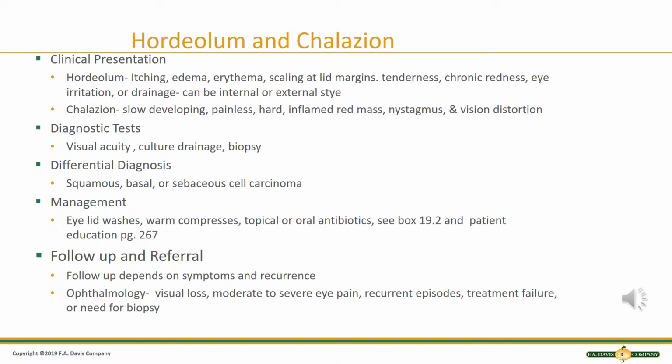A differential diagnosis is obviously determining between the two, but then you have to think about squamous, basal, or sebaceous cell carcinoma. To manage it, it's going to be very similar to your blepharitis. You're going to do eyelid washes, your warm compresses, and then your topical or oral antibiotics. And please see box 19.2 in your book, and then patient education on page 267.